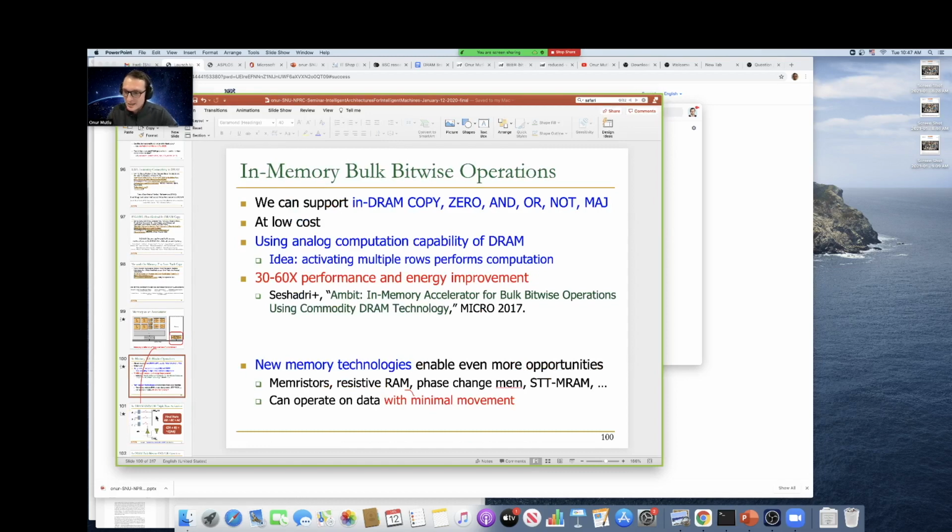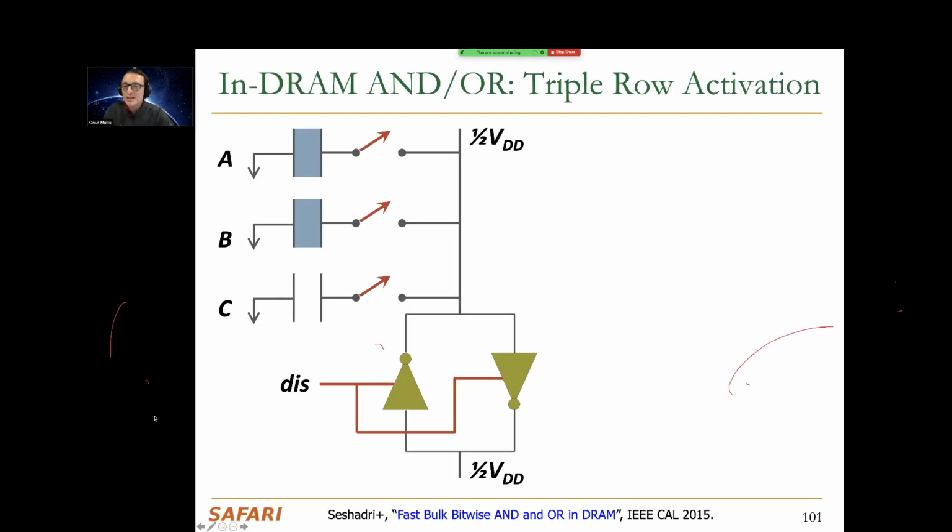Okay, so let me talk about how we do this in DRAM. Essentially, if you activate concurrently 3 rows, A, B, C, you connect these bits that are on the rows concurrently to the same bit line. And essentially, this performs a bitwise majority function.